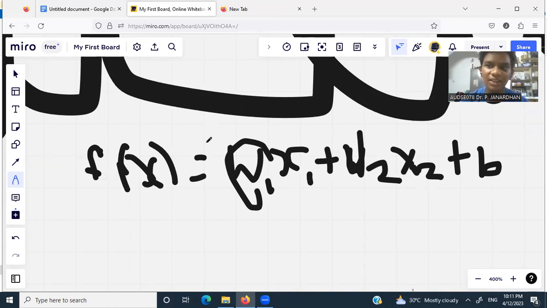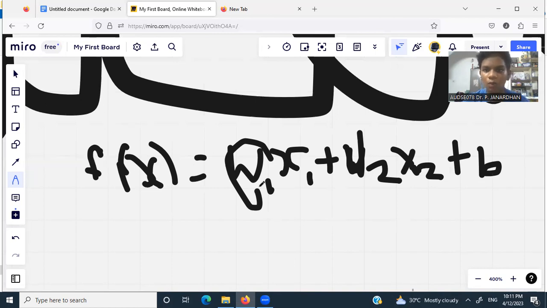F of x is essentially the output of this function. So we want our model's output f of x to be as close as possible to the actual output O. So we are going to change this W1, W2, and B.